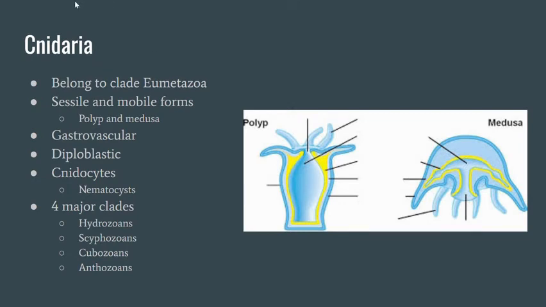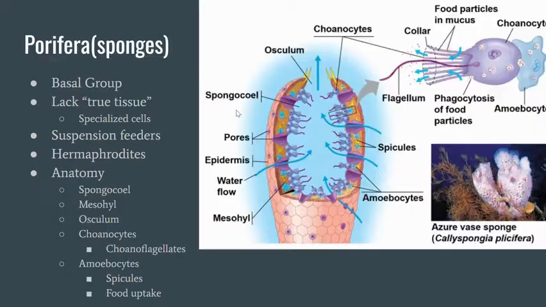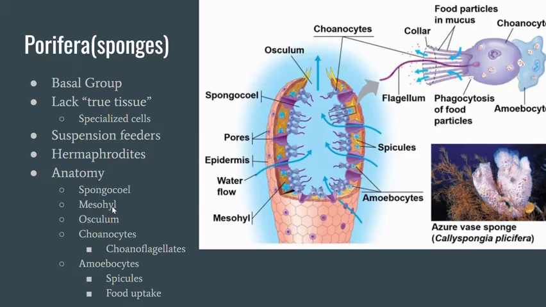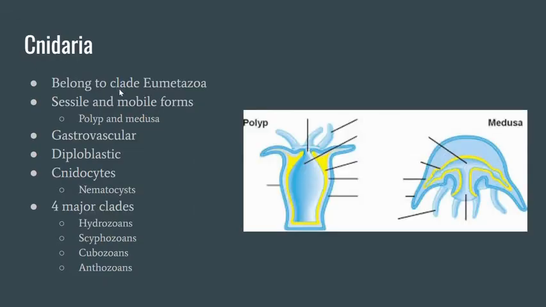The next phylum we'll be looking at is Cnidaria. As you can see, it is the second most basal group other than sponges, and they belong to the clade Eumetazoa. What that means is they have true tissue. They have a sessile and mobile form, specifically the polyp and medusa. They have a gastrovascular cavity where food enters and leaves out of the same hole.